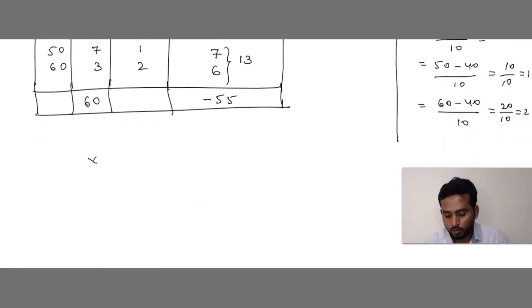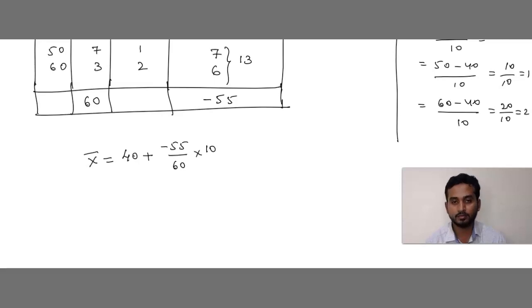Yes. So what is the formula? x bar equals A. What is A? 40 plus sigma FD minus 45 by n, 60, into h. h is 10. Done? The zeros get cancelled. 6 ones are 6. 6 nines are 54. Remainder 1. 0.10. 6 ones are 6. So 40 plus into minus, minus 7.5. That's nothing but again 32.5.